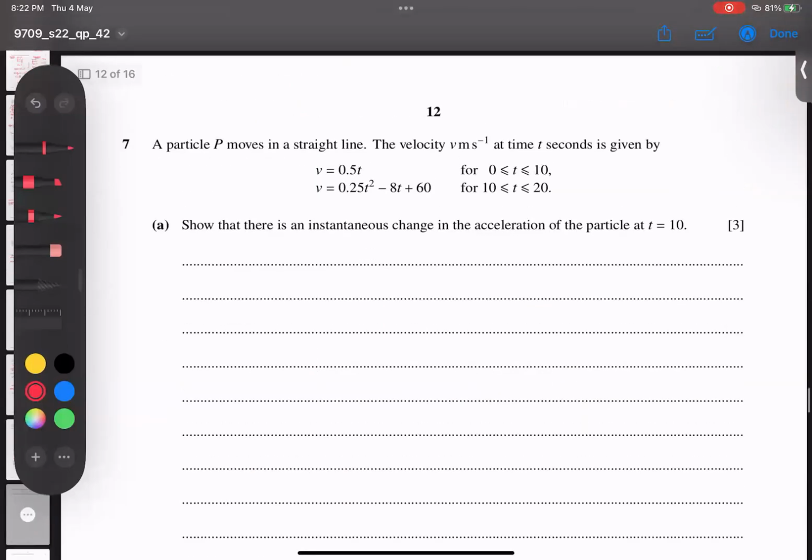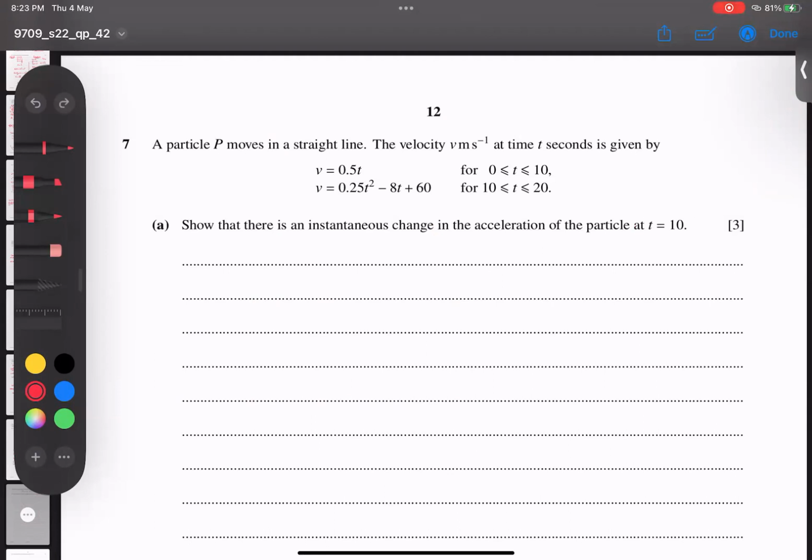So the next question we have, students, is: given particle P moves in a straight line, the velocity is given by two expressions, students. The first expression is for the first 10 seconds and the second expression for the next 10 to 20. He said to show there is a change in acceleration when time is 10.